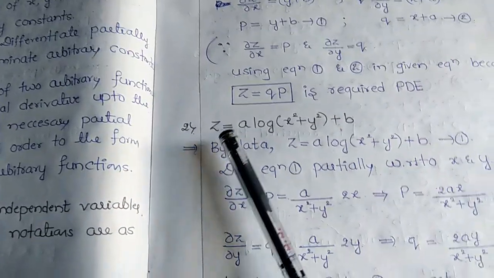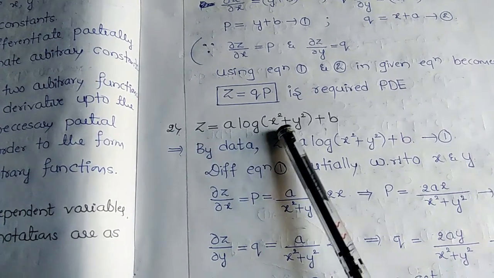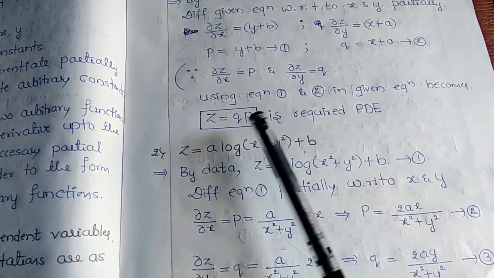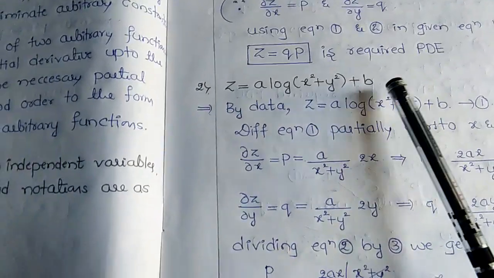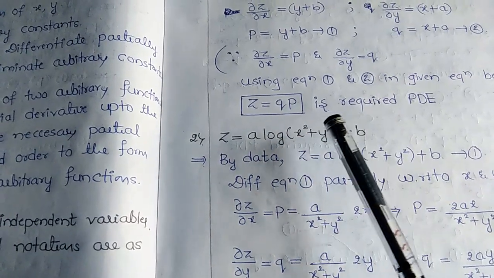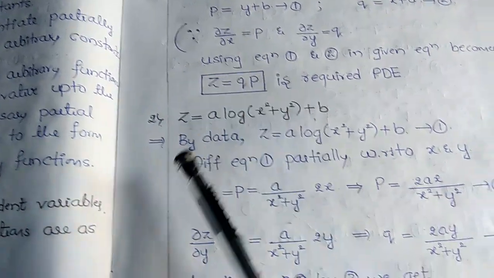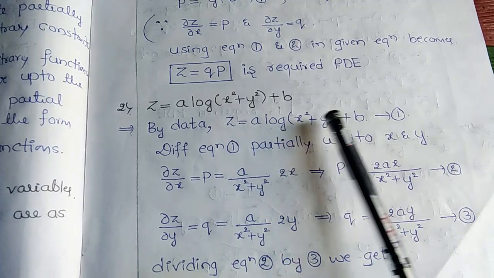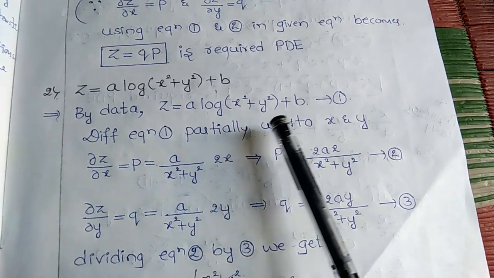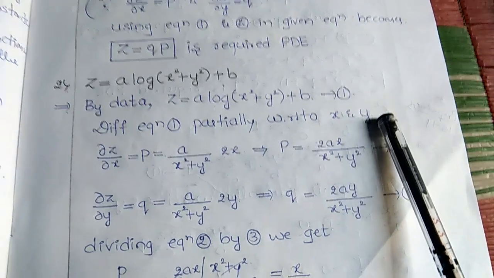Second example, z is equal to a into log of x square plus y square plus b. Here a and b are the arbitrary constants. Eliminate the arbitrary constants from the given equation. Write the given data. Call this equation 1. Differentiate equation 1 partially with respect to x and y.